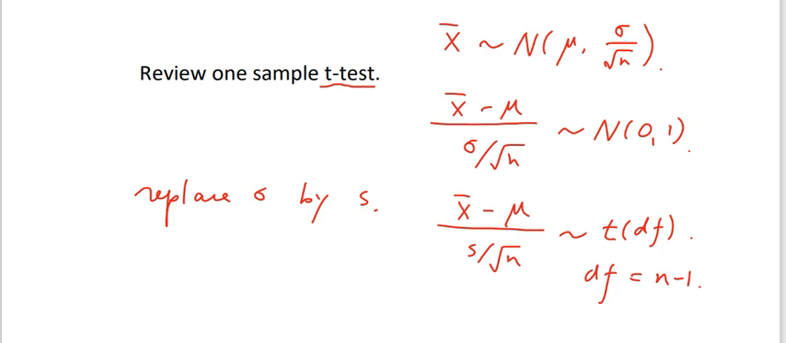In applied statistics, we just use this result: if we replace sigma by s, then the z test becomes a t test, or the z table becomes a t table, so we need to check a t table. We already know those results, but we never ask why, or where this t comes from.